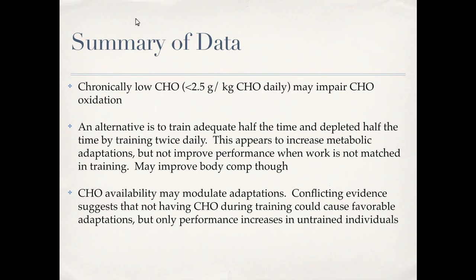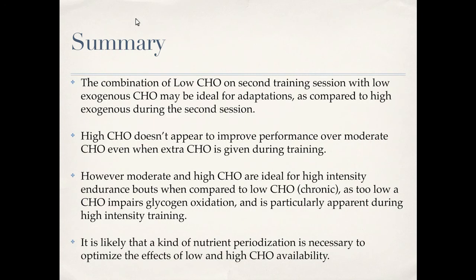Carbohydrate availability may modulate adaptations, and there's conflicting evidence, though, that suggests that not having carbs during training could cause favorable adaptations, but only performance increases in untrained individuals. The combination of low carbohydrate in the second training session with low exogenous carbohydrate may be ideal for adaptations as compared to high exogenous during the second session. A high carbohydrate intake doesn't appear to improve performance over moderate carbohydrate, even when extra is given during training. However, moderate and high carbohydrates might be ideal for high-intensity bouts as compared to very low.